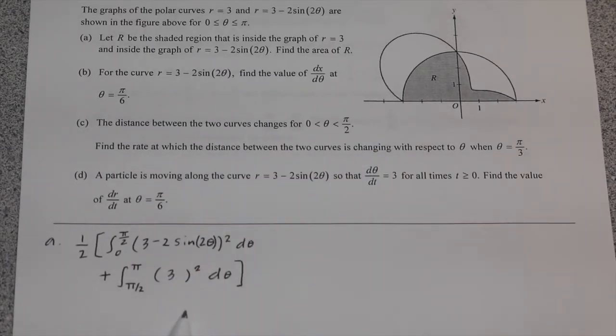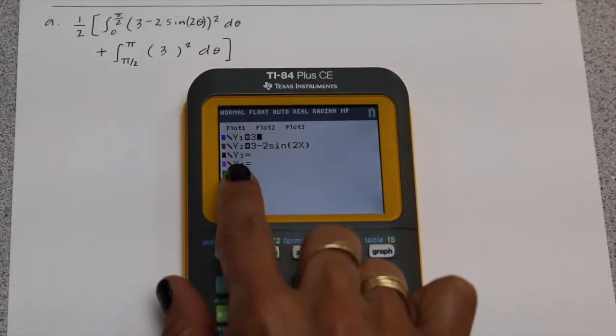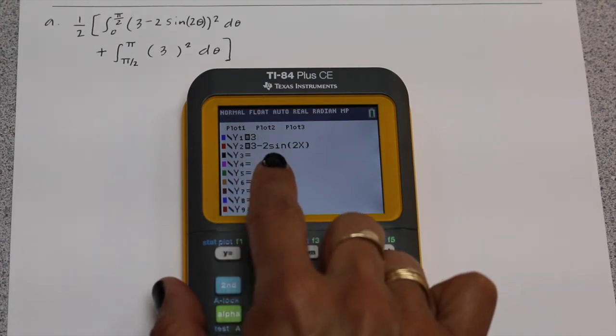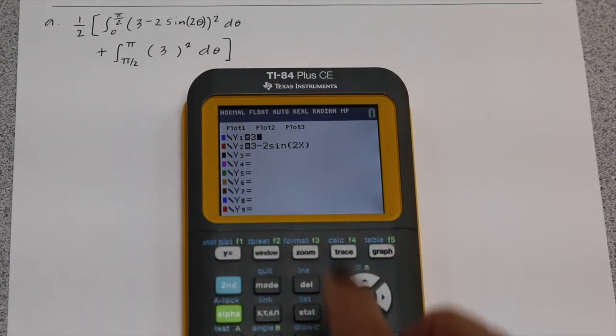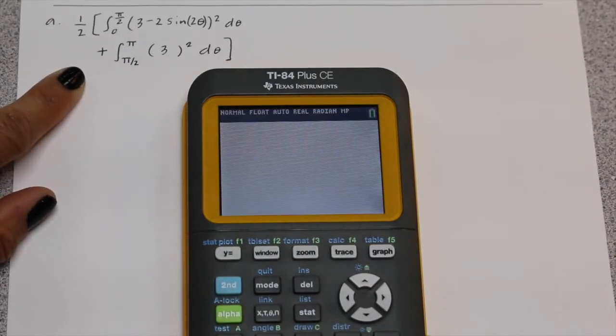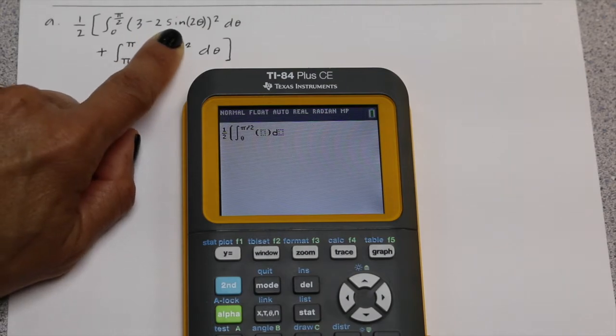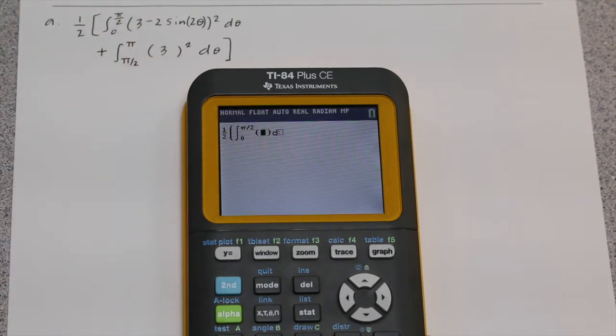So now that we have everything set up, we're going to plug this into the graphing calculator. So I pressed y equals, and we have y1 is going to be 3, and then y2 is the other equation, 3 minus 2 sine of 2 theta, or in this case I put x. And we're going to enter this entire expression, so I'm going to start with 1/2. So we get 1/2, and then I'm going to use parentheses, and then we're going to go math 9, and we're integrating from 0 to pi over 2.